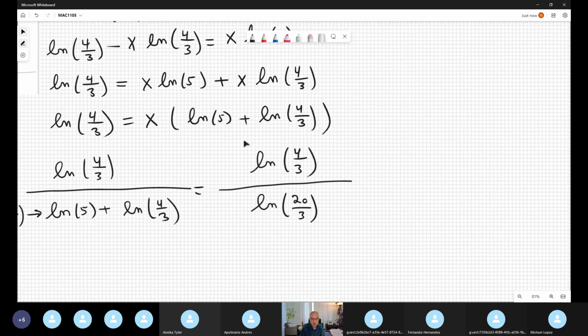Do you follow me? Now calculate. I don't know why I selected natural logarithm, but it doesn't matter. You know that the answer doesn't change if you select LOG or LN, it's the same. 4/3 divided by another logarithm, ln of 20 over 3.